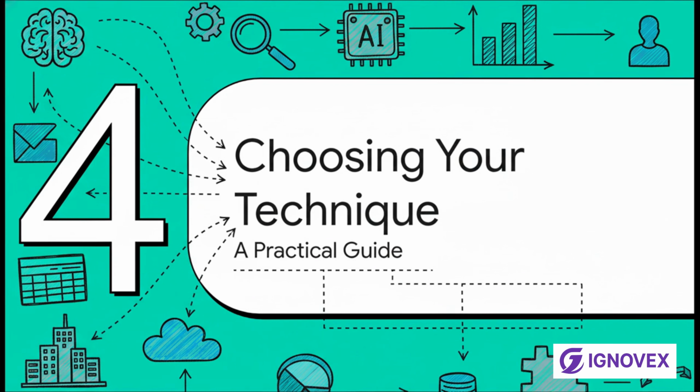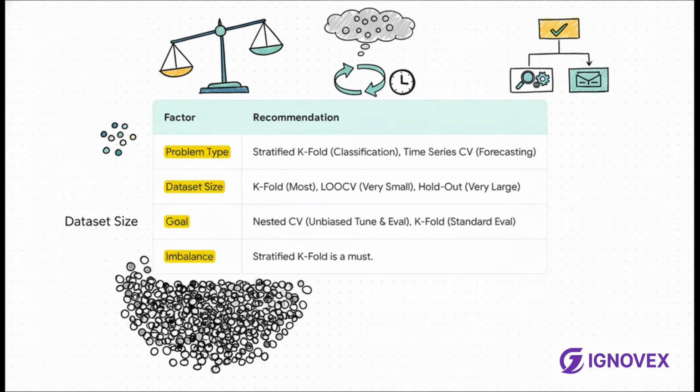Okay, so with all these options, how in the world do you choose the right one? Well, it's not about finding the single best method. It's about finding the best one for your specific project. So the key takeaway here is that your choice really depends on the context. Is it a classification problem with imbalanced data? You have to use Stratified K-Fold, no question. Is it a forecasting task? Well, time series CV is the only way to go. Is your dataset absolutely enormous? A simple holdout split might actually be good enough. This table gives you a really clear way to make that decision.